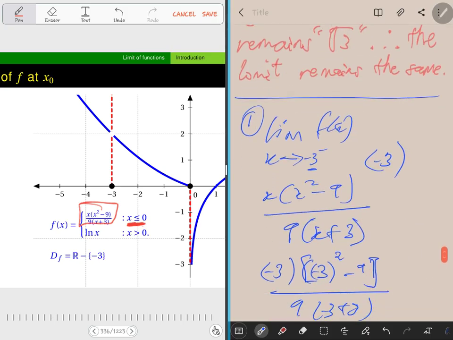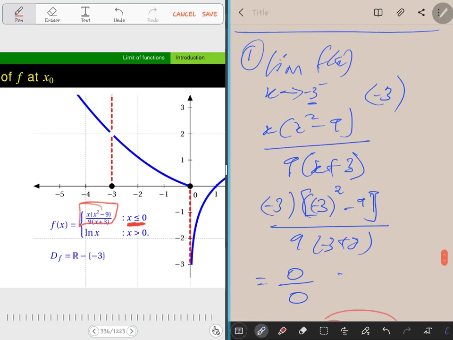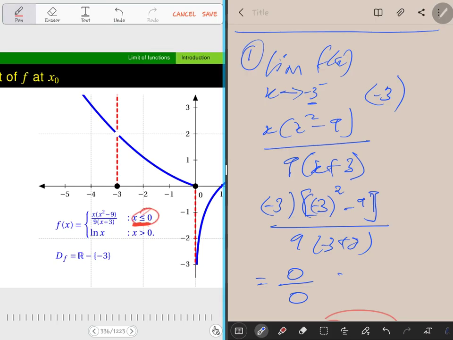Even if the question happens to be approaching from both sides, it will be the same thing, because the question is still saying approaching negative 3. From the right side, the function will still be defined by this one, because anything less than or equal to 0 uses this side. So we still get the same answer.